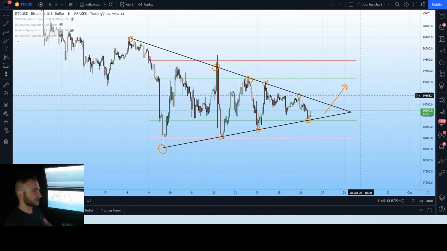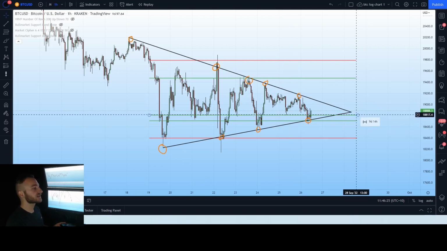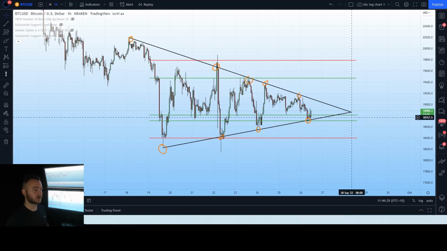So let's talk about a few things, and obviously we want to talk about our breakout targets from this first. Then we'll talk about our trigger levels, because these are not only acting as triggers, but they're also acting as horizontal resistances.